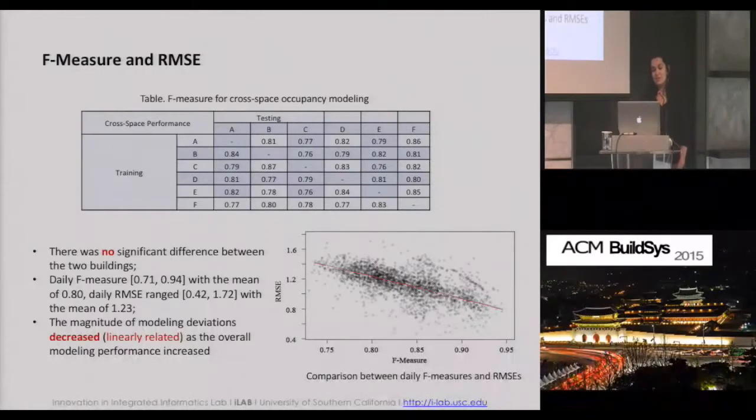However, there weren't significant differences between the 2 buildings, and so you see the daily F measures are between 0.7 and 0.9, with a mean of 0.8, and daily RMSEs range from 0.4 to 1.7, with a mean of 1.23. And the magnitude of the modeling deviations decreased as the overall modeling performance increased.